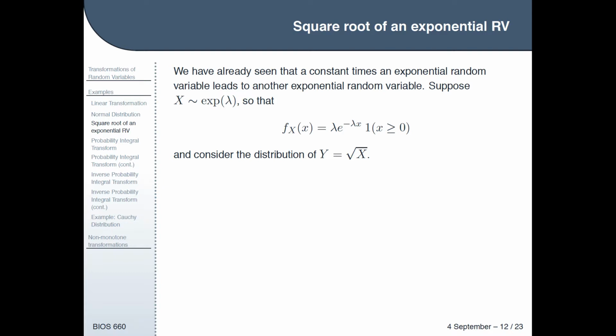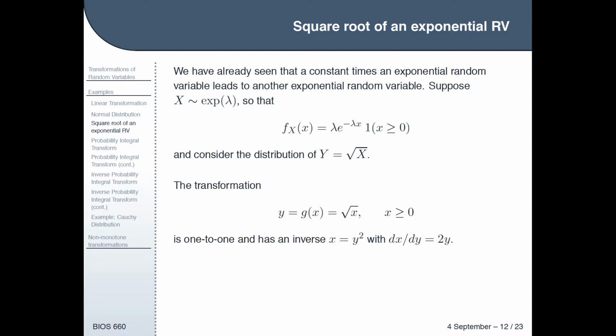So, just to do a more complicated example that will end up with something that you won't see as often, like the square root of an exponential random variable. In the simple example I showed earlier, we saw that if you do a constant times an exponential random variable, you end up with another exponential random variable. So this time, let's make it a little more complicated, and let's take the square root of an exponential rather than just multiplying it by a constant.